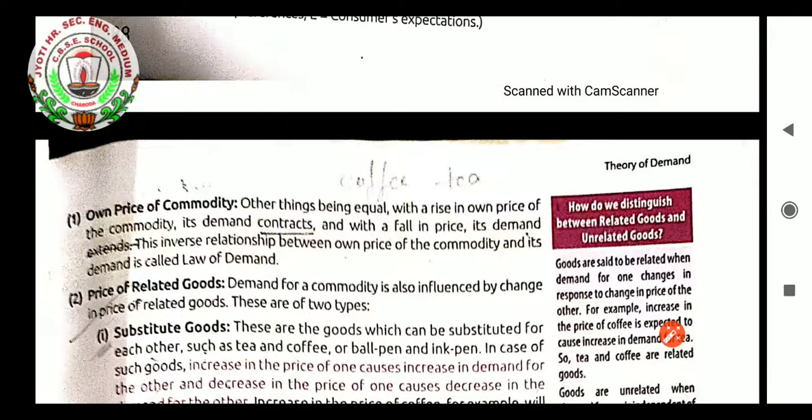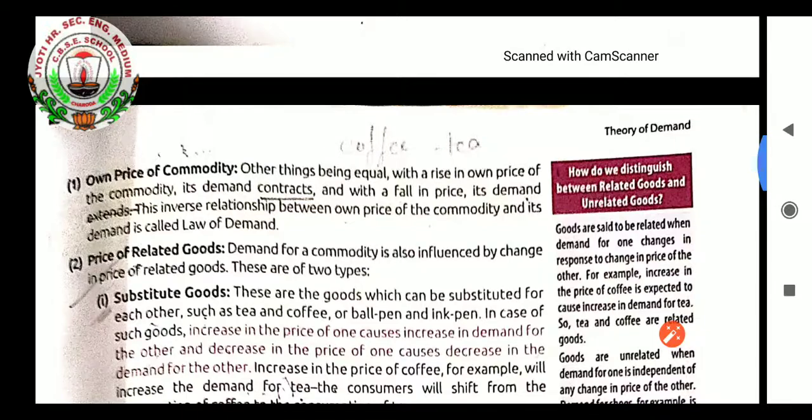Very first situation, own price of commodity. Other things being equal, with a rise in own price of the commodity, its demand contracts, and with a fall in price, its demand extends. This inverse relationship between own price of the commodity and its demand is called law of demand.